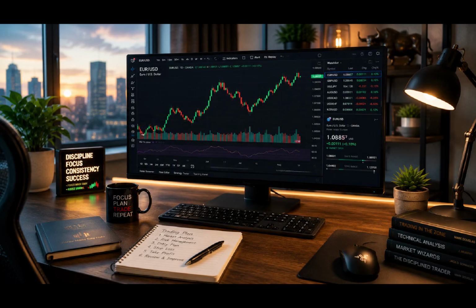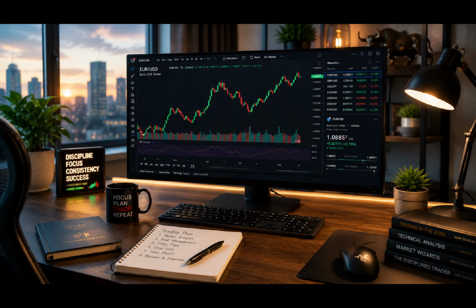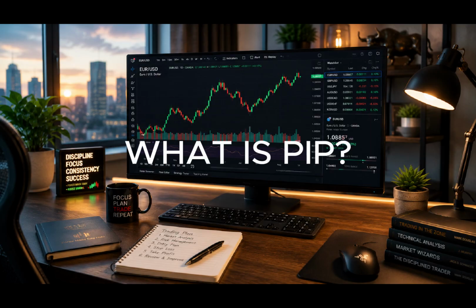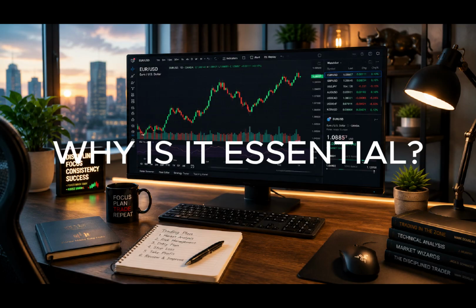The truth is that pips are one of the most important concepts in Forex trading. They are the common language traders use to describe market movements, gains, and losses. If you do not understand pips, it becomes difficult to know how far the market has moved or whether a trade is performing well. In this lesson, you will learn what a pip is, how it works, and why it is an essential concept for every beginner.